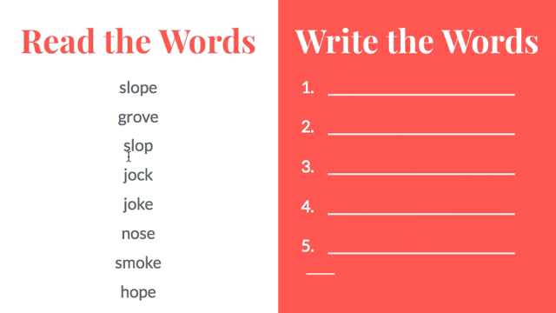Good job. Notice slop and jock are read with the short O sound because they have that closed syllable, an O followed by one or more consonants. Let's read one more time just for practice. Ready? Begin. Slope, grove, slop, jock, joke, nose, smoke, hope.